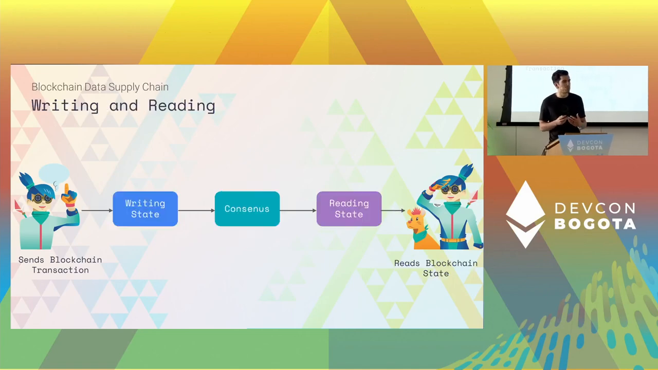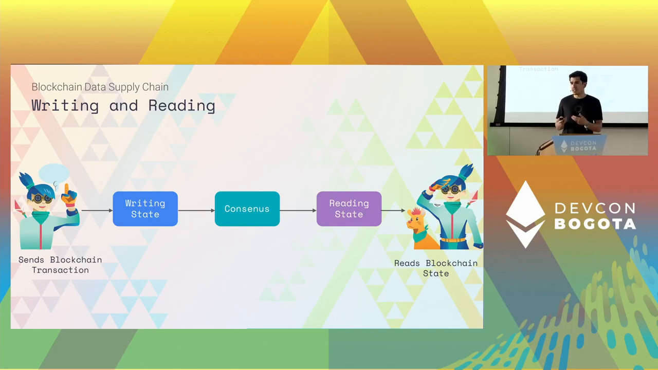And at a high level, we can break that up into three stages. On the left, we have writing state. So it's everything that happens with you sending a transaction and getting it included in a block on the canonical chain, which is through consensus. And then downstream of consensus, you have everything that's required for that state to be read for the various applications that you might use that state for, for example, in a decentralized application.